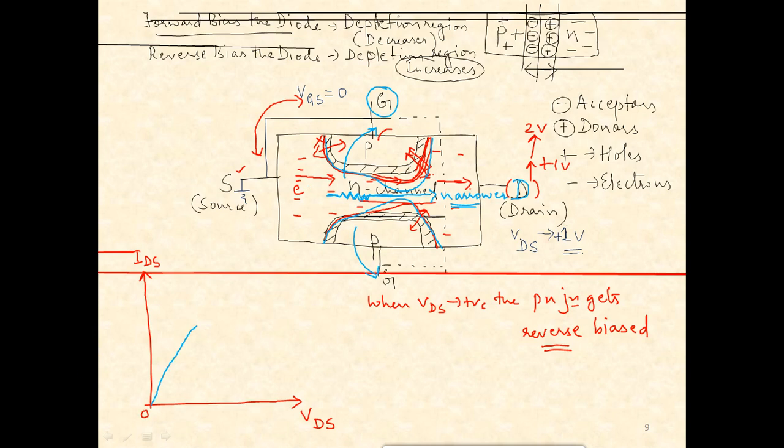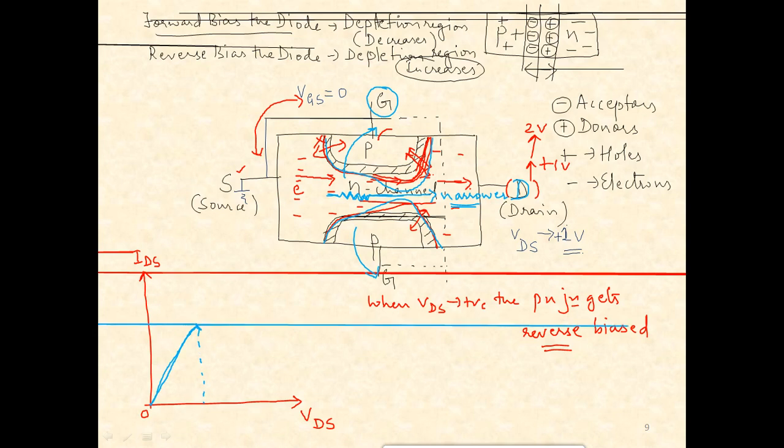What happens initially is the current just flows. Although there will be an opposition or resistance offered at the channel side, so let me just draw it like this. Okay, so this is a linear variation of the current.